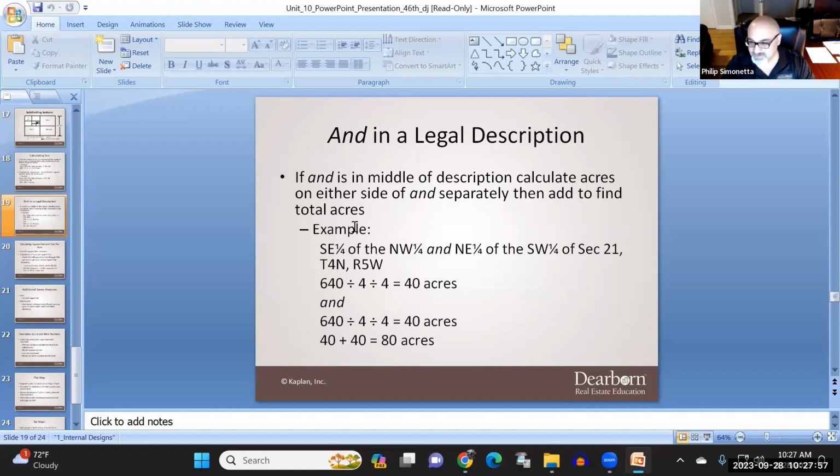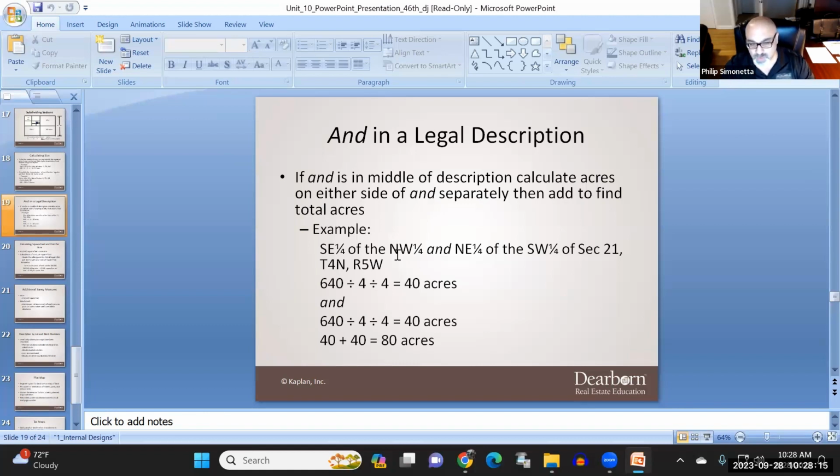Does that make sense? And by "and," you're referring to E and A and D, right? Right. So if there's an "and" in the middle of the description, you calculate acres on either side of that "and" and then you add them together.